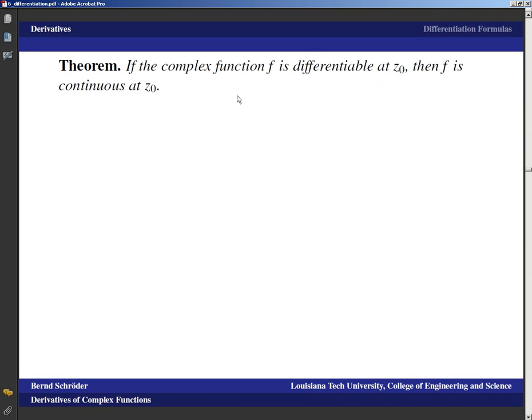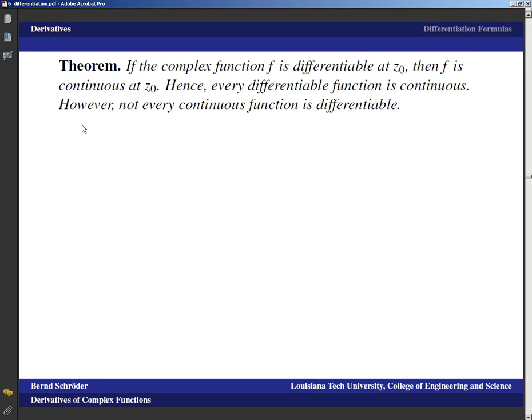Some abstract theorems that we also may or may not remember from calculus. If a complex function is differentiable at a point, then the function is also continuous at that point. That means every function that is differentiable overall is continuous overall. On the other hand, and this is the typical thing where we can explain that A implies B does not imply that B also implies A, not every continuous function is differentiable.